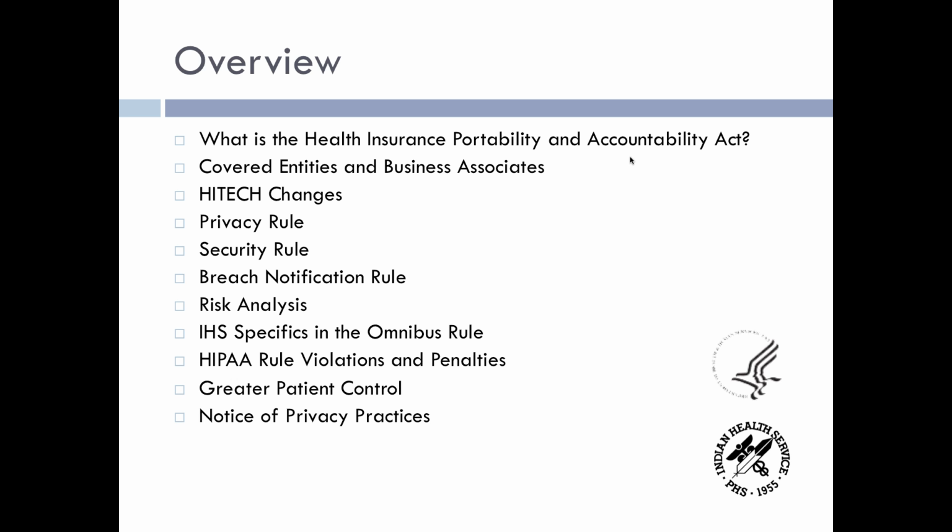Risk analysis is part of the Omnibus rule change, and it is something that you should focus on while moving forward in the process. There are a number of IHS specifics in the Omnibus rule, and those are definitely important to be mindful of as the compliance date approaches. Finally, we're going to cover what the rule violation changes and penalties are as of September 23rd, and the increases in patient control and the notice of privacy practices you'll need to have at your practice and on your practice's website.